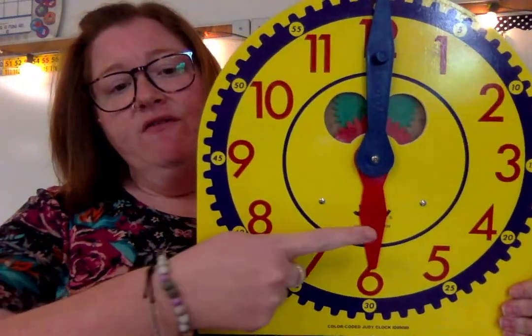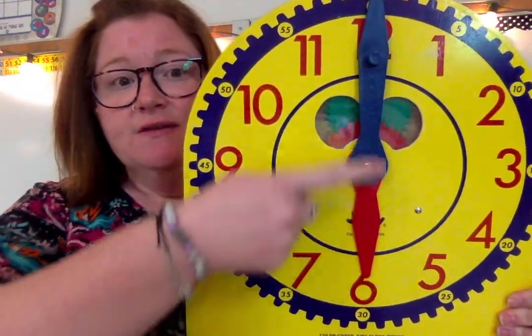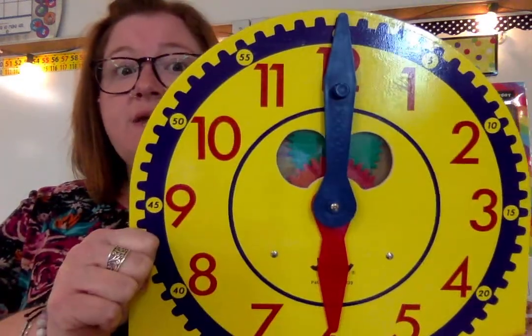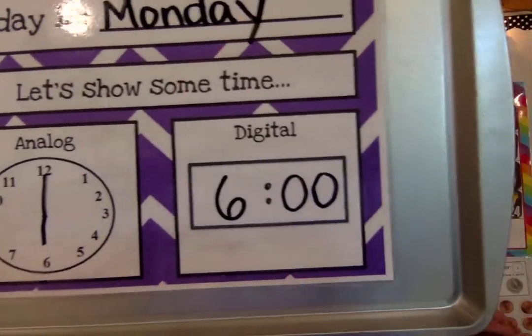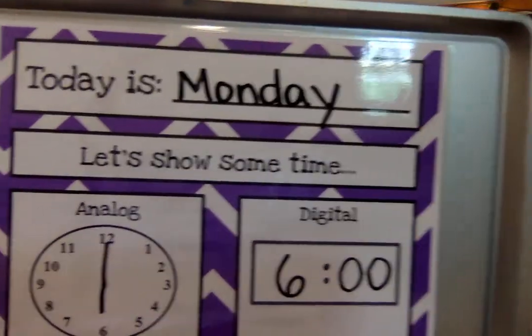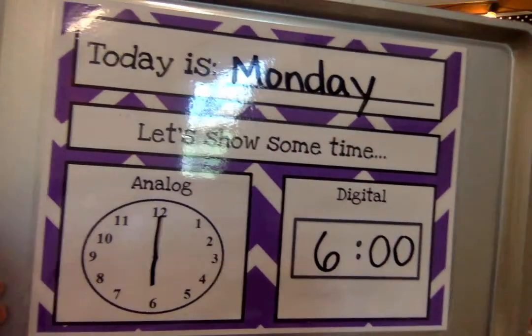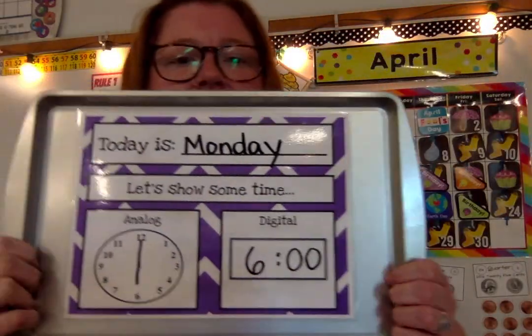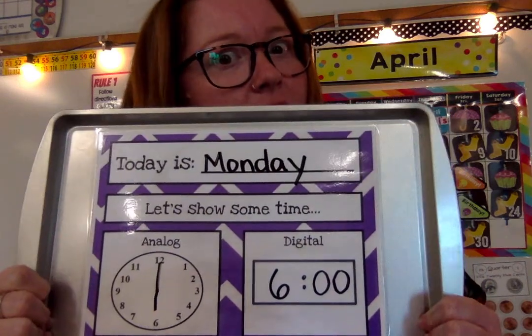6 o'clock, we would have our hour hand pointing down at the 6, our big long minute hand pointing up at the 12, and on our digital clock, we have 6 because our hour comes first. O'clock means it's the top of the hour, 0 minutes have passed, so we have the 0, 0, 6 o'clock. Did you do it? Good job.